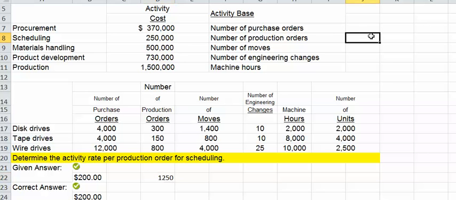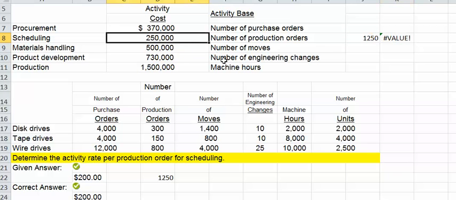And I'm going to use that 1,250 as my denominator. I'll take the scheduling cost of 250,000 and divide it by the 1,250. So we get $200 per production order, and that would be the correct answer.